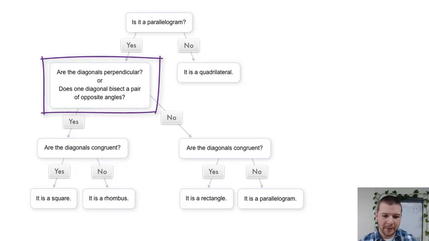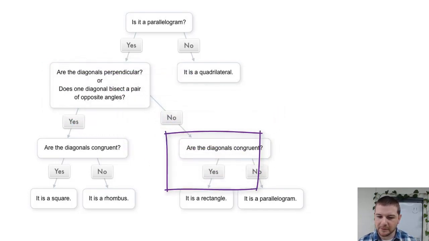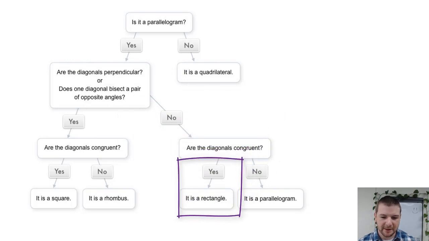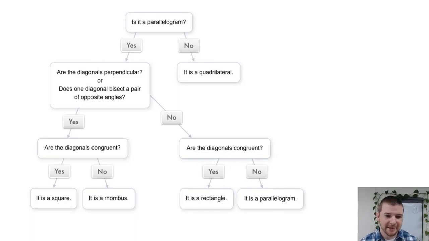If we move back up and ask the questions, are the diagonals perpendicular? Or does one diagonal bisect a pair of opposite angles? And the answers to both of those questions are no. Then we ask, are the diagonals congruent? If yes, it's a rectangle. If no, it's a parallelogram. So this flowchart could be used to analyze different quadrilaterals and to classify them.